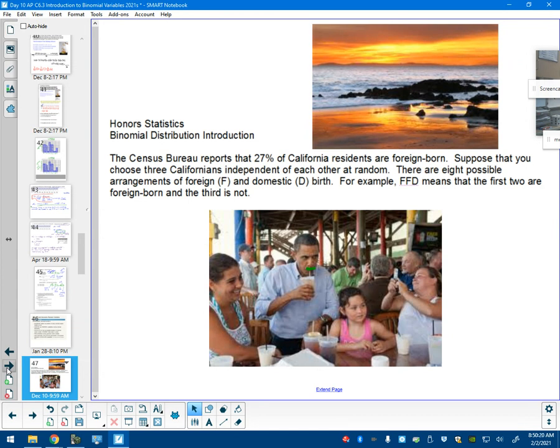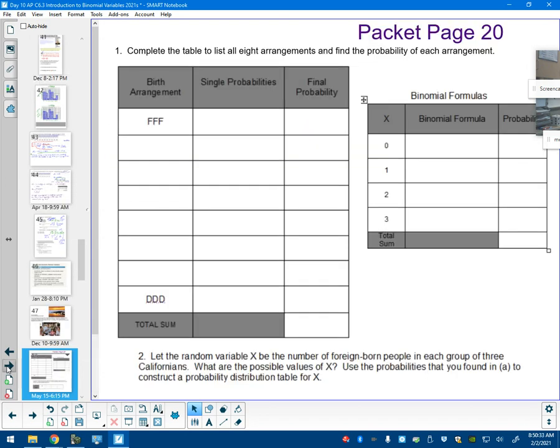Suppose we choose 3 Californians independent of each other. There are 8 possible arrangements. Are you still with me, Ryan? Yep, there you are. All right, so we're going to write down all of these possibilities.